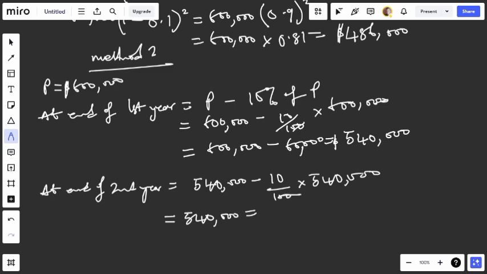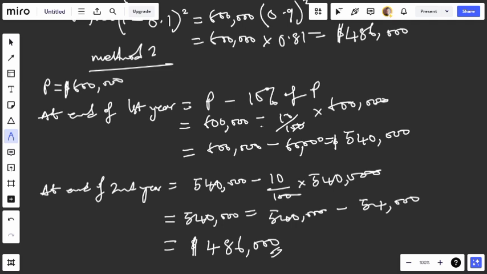So if you do that, two zeros here cancel two zeros here. So this is 5,400 times 10, that would be 54,000. So this will be 540,000 minus 54,000. So when you do that subtraction, the value of the car after 2 years will be $486,000, which still gives us the same answer as the initial method.